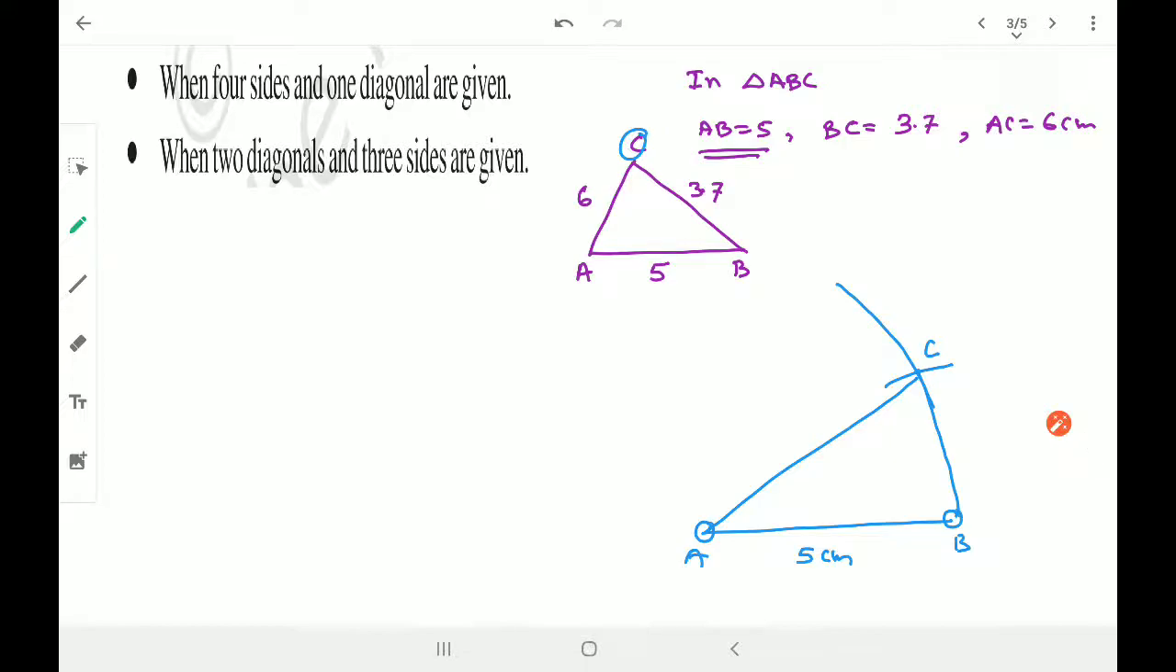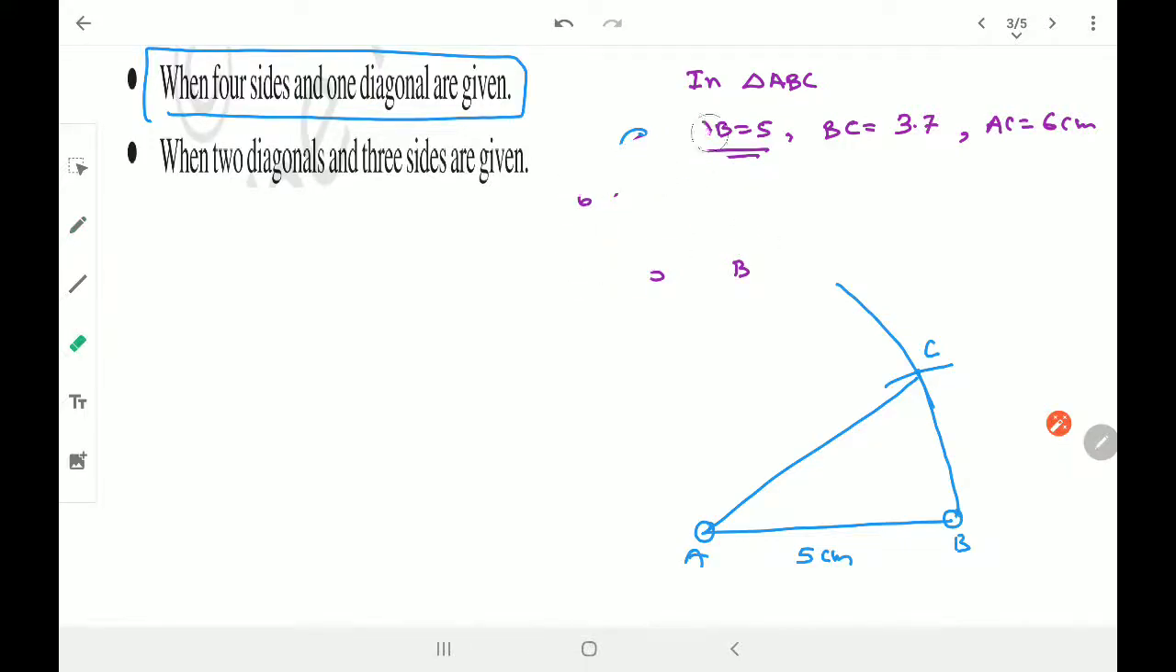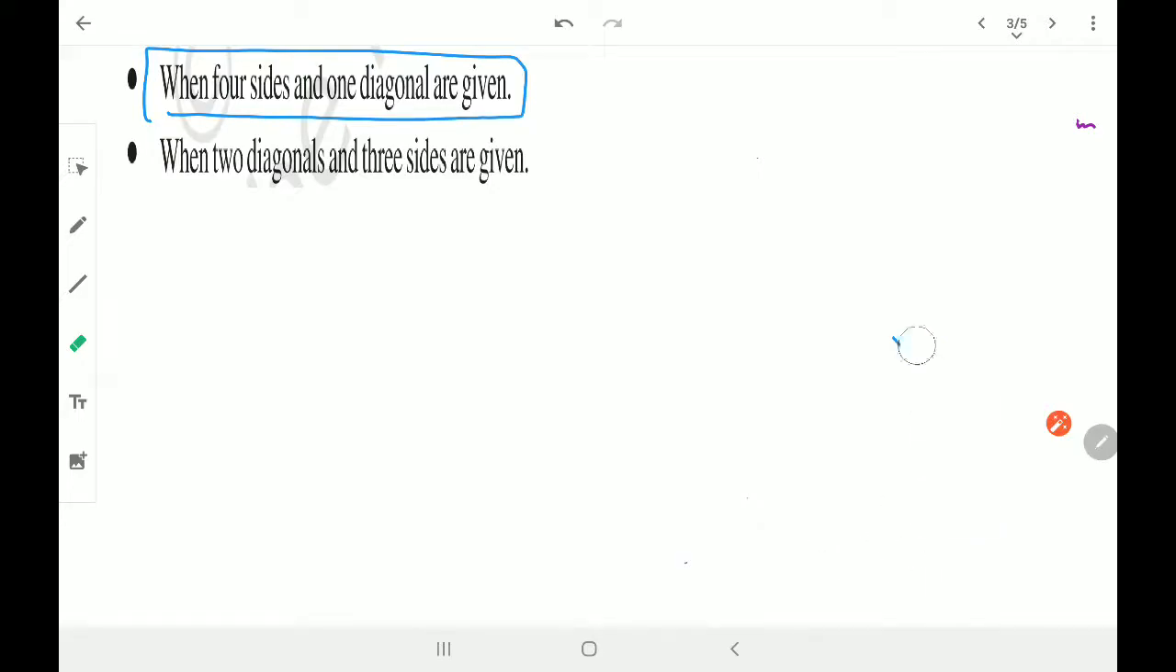So this is a very simple idea we are going to use to complete your first type of quadrilateral construction, when four sides and one diagonal are given. I'll help you understand how this construction of triangle is related to our first topic, when 4 sides and 1 diagonal are given.